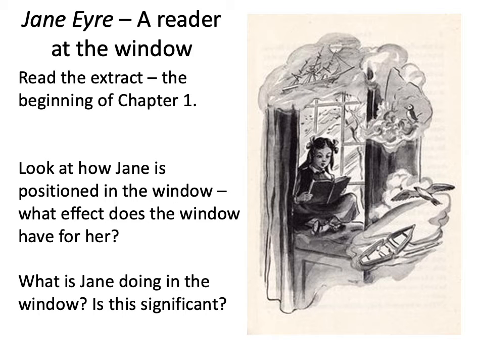Okay, this is one of my absolute favourites. So if you did the Victorian Women Writers seminar, or maybe you haven't done that yet, maybe you're going to do it in the future, you will have heard about Jane Eyre, read a little bit about it. And we've got here this section from the beginning of chapter 1 in Jane Eyre, where Jane Eyre is actually sat at the window. Have a read of that extract and have a think about how Jane is positioned in the window and what effect the window actually has for her. What is she doing in the window, and is it significant? I'm going to pause so that you can read that and then come back to me once you have.